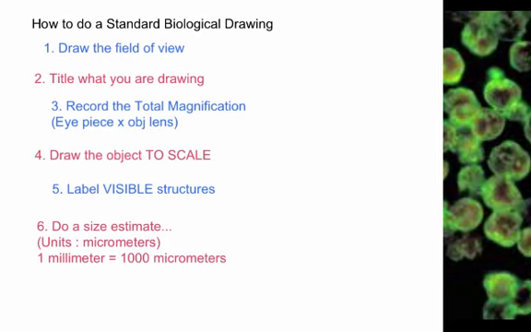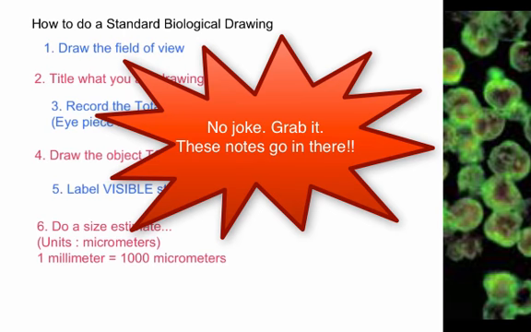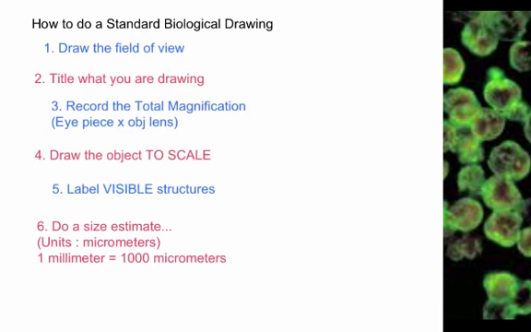Hi everybody, in this podcast we're going to look at the proper way we do a standard biological drawing, and this is used for when we're recording what we view when we look at specimens under the microscope. So grab your lab book because these notes are going right in there. What I'm going to do first is walk you through the 6 steps that you can record down, and then we will do a demonstration together on how we do this.